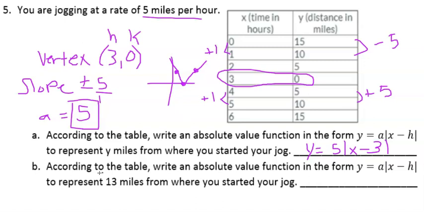On B it says, according to the table, write an absolute value function of the form y equals a times the absolute value of x minus h to represent 13 miles from where you started your jog. So it will be the same thing here, except for now we have a specific distance in miles. So instead of y, we're going to substitute in 13. So our equation is 13 equals 5 times the absolute value of x minus 3.